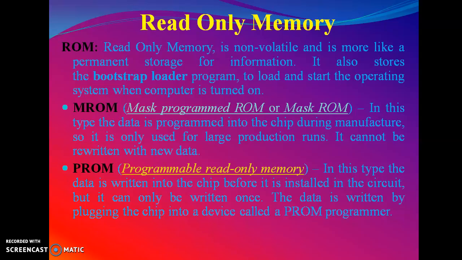First is MROM. MROM full form is Masked Program ROM or Mask ROM. In this type, data is programmed into the chip during manufacture, so it is only used for large production runs. It cannot be rewritten with new data. Next is PROM, programmable read-only memory. In this type, data is written into the chip before it is installed in the circuit, but it can only be written once. The data is written by plugging the chip into a device called the PROM programmer.